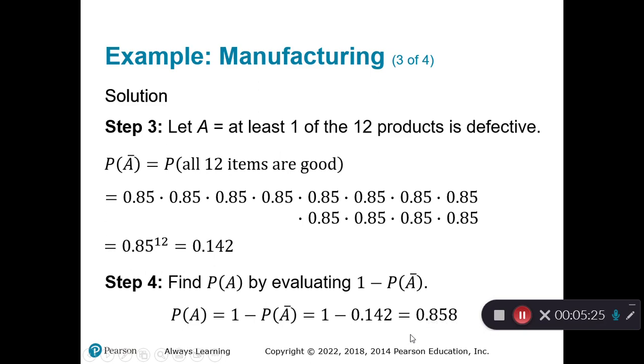0.858. Notice that while this was a little bit of work, it certainly beats finding the probability that exactly one product is defective, adding that to the probability that exactly 2 products are defective, and so on, until we get to the probability that all 12 products are defective.